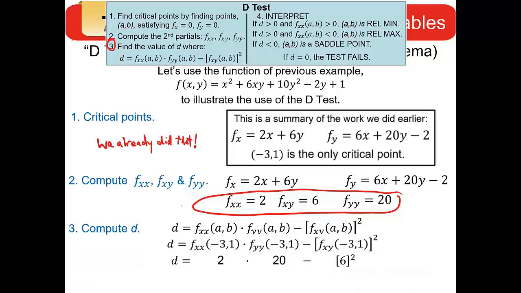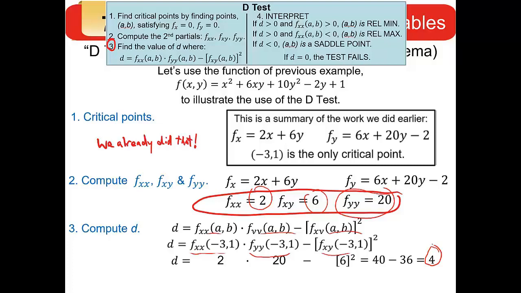Either way, you're going to plug in a 2 for the second partial with respect to x, and a 20 for the second partial with respect to y, and then you're going to plug in the 6 here and square it. So the calculation of d is really pretty simple. 2 times 20 is 40, and 40 minus 6 squared is 40 minus 36. So d is equal to 4. And that's step 3. The last step is the interpretation step.